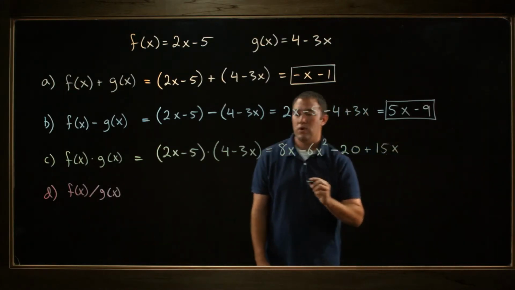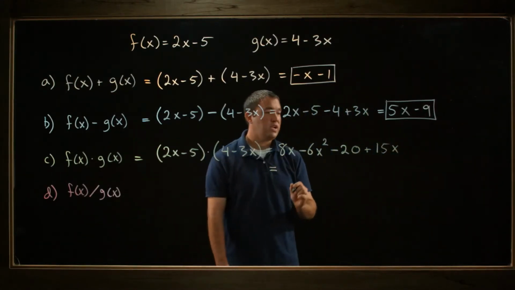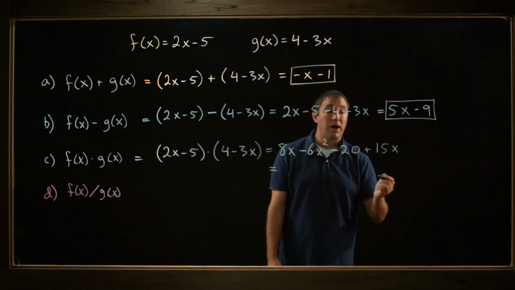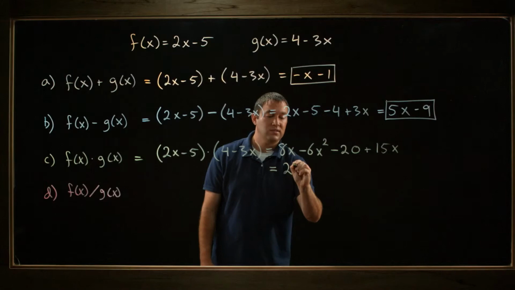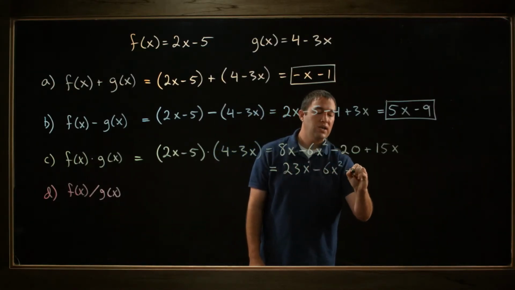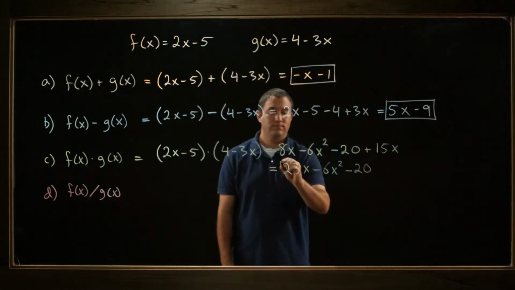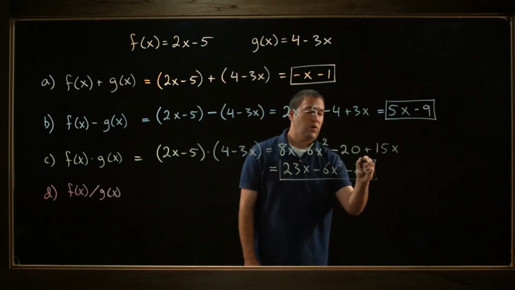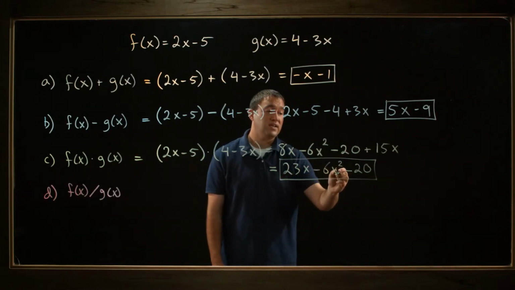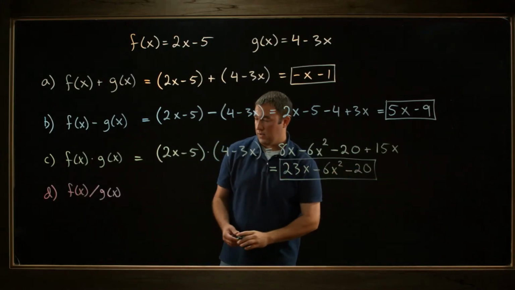Now if I wanted to rewrite this, the only terms that are in common are the 8x and the 15x. I could combine those into a 23x, and I'd still have this minus 6x squared and this minus 20. So f of x times g of x is 23x minus 6x squared minus 20.